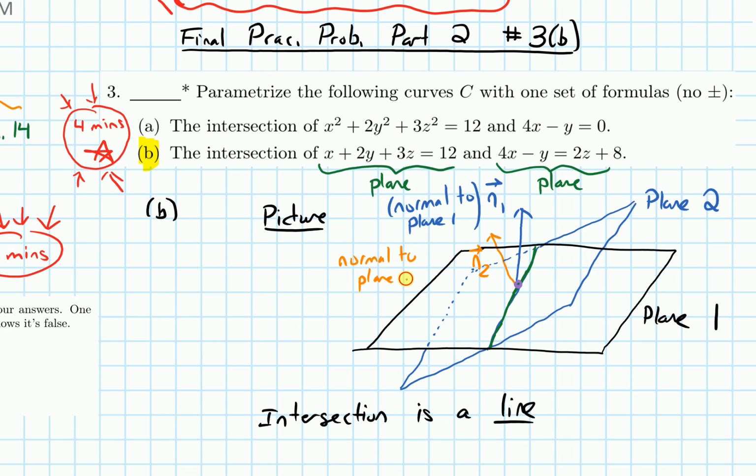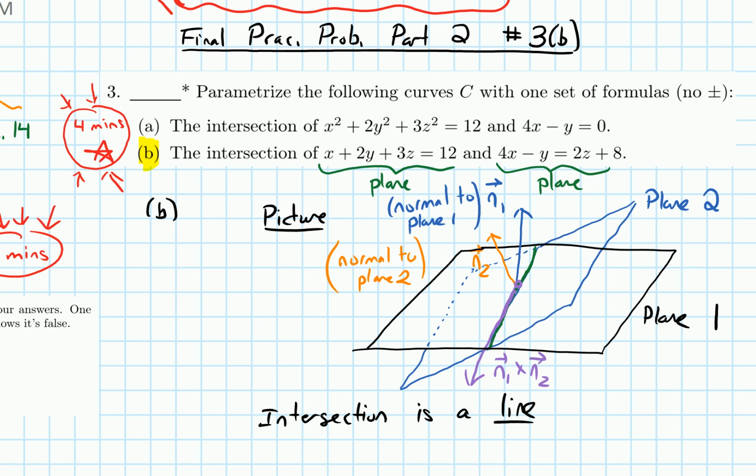If we take those two normal vectors and form their cross product, using the right-hand rule, N1 cross N2 is going to point in a direction that's perpendicular to both of these planes, and that will be along this line right here. Sorry, I said perpendicular to both of the planes. That was wrong. I meant to say perpendicular to both of the normal vectors. That is going to point in the direction of the line. So this is N1 cross N2.